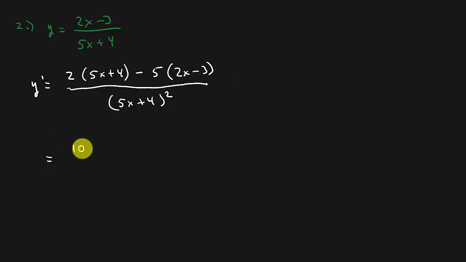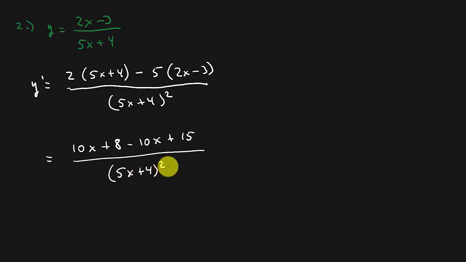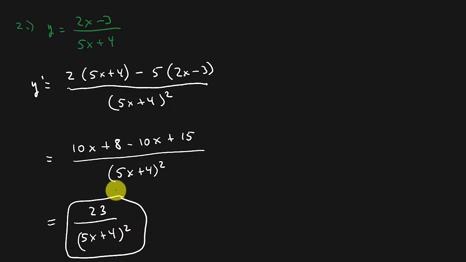And so this is going to be 10x plus 8 minus 10x plus 15 over 5x plus 4 squared, which the 10x's, they cancel out. That's going to be 23 over 5x plus 4 squared. And there's your answer.